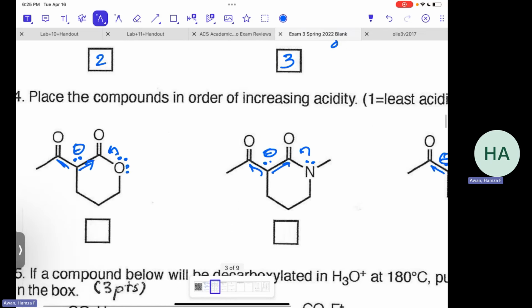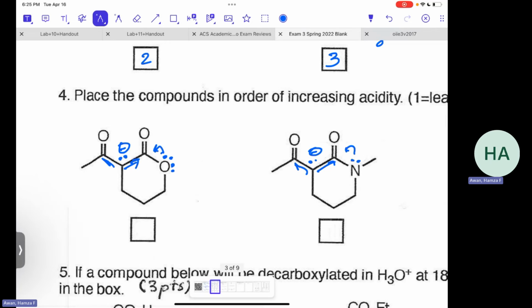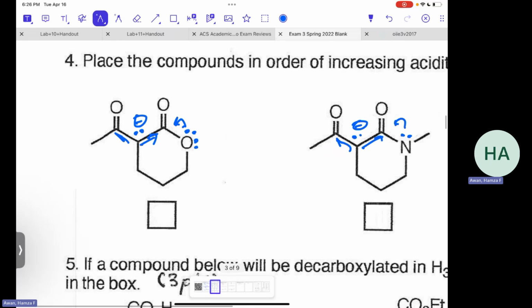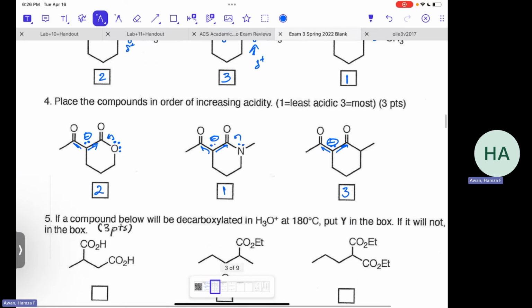So number 3. And now to debate between oxygen and nitrogen, we know that oxygen is a more electronegative atom, so it wants to keep its electrons more. So this is going to be stronger for the electron density, and because of that it is going to be more stable than the nitrogen would, if that makes sense. Are there any questions on this one?